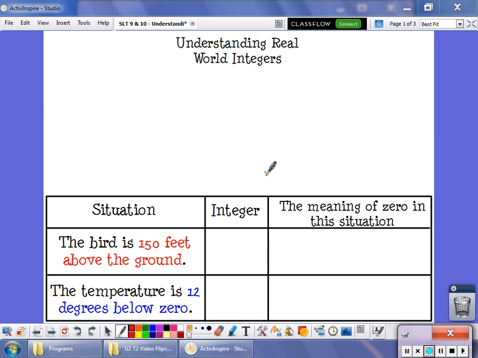Integers can be represented in real-world situations, and it's important to understand what the situation is to be able to determine the integer we're talking about. Number lines can help us with this.